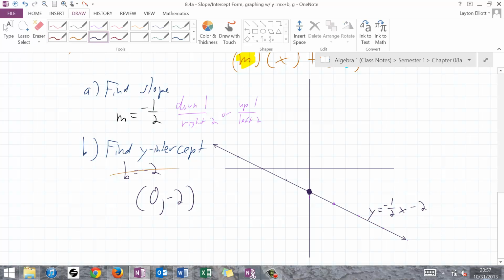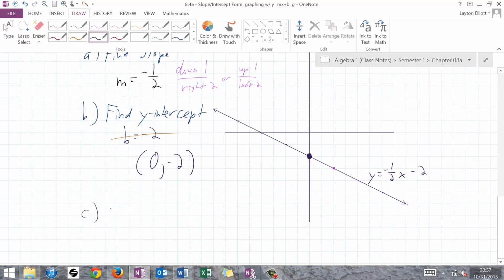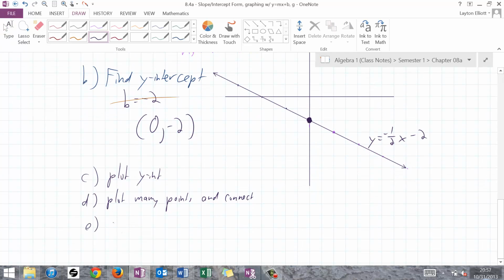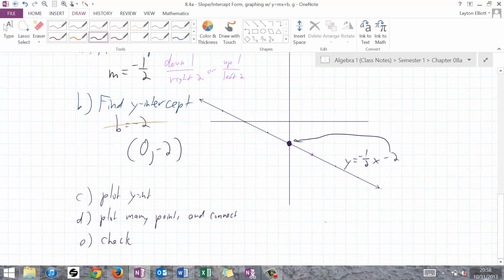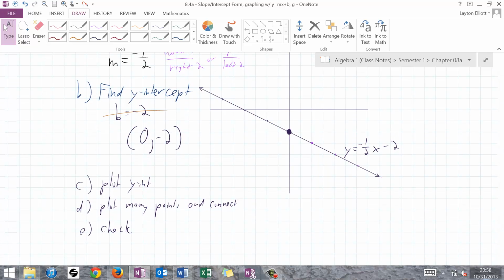Okay. Finally, after all this, my C is to plot the y-intercept. My D is to plot many other points and connect. My part E is check. As I look at this, does this point go right there? Yes. And is this slope negative? Is it downhill? Meaning if I was a ball, would I roll downhill, kind of all the way down? Yes, it is. So that works. That's a check. Let's do another example.